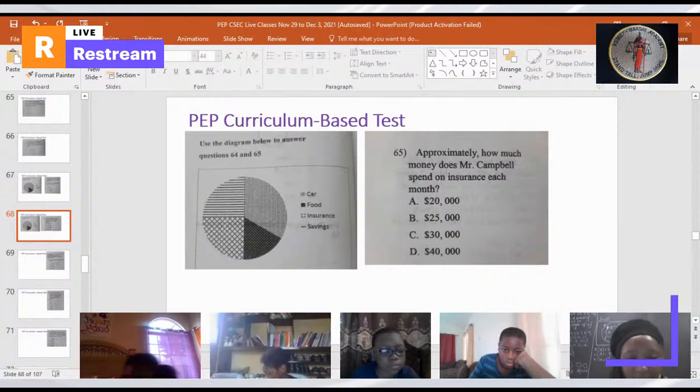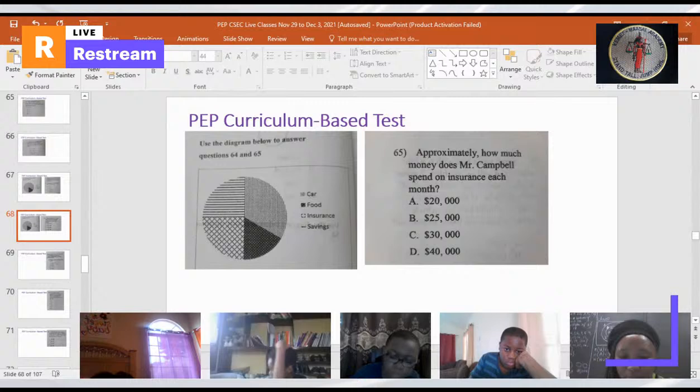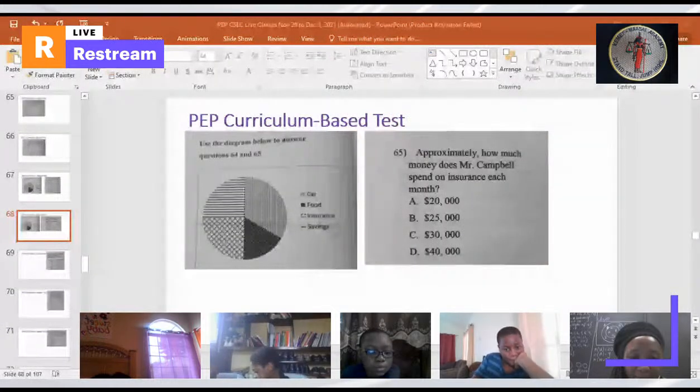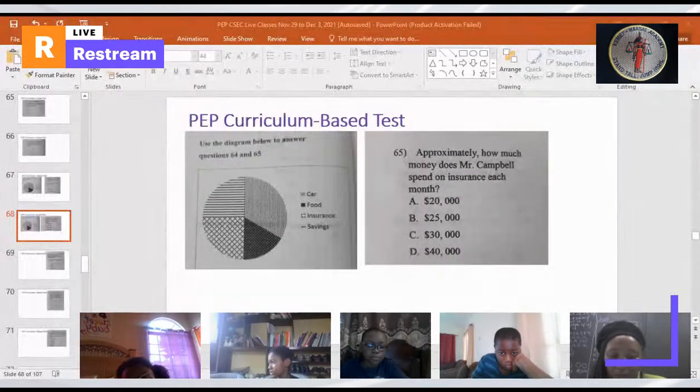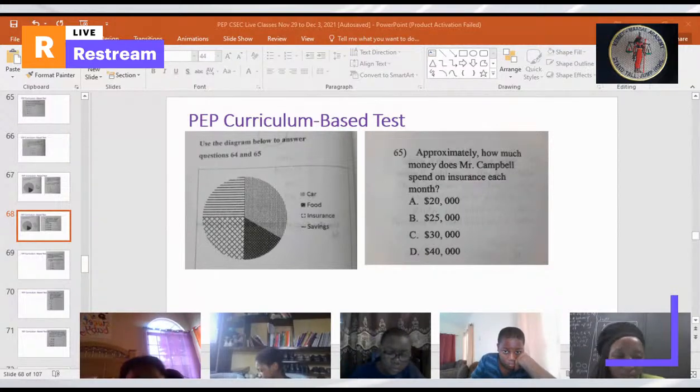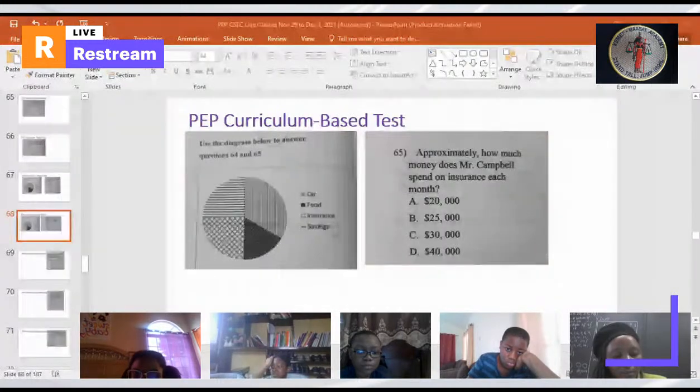So let's see some answers for 65. Michaela says B, Thor says B, and B is 25,000. Let me hear some rationale, some logic. Miss, may I just explain? Go ahead. Okay, Miss. So Mr. Campbell makes $100,000 every month, and one quarter of 100,000 is 25,000. And if you want to do it easier, you could just say how much is a quarter of 100 and then put 1,000 on it.